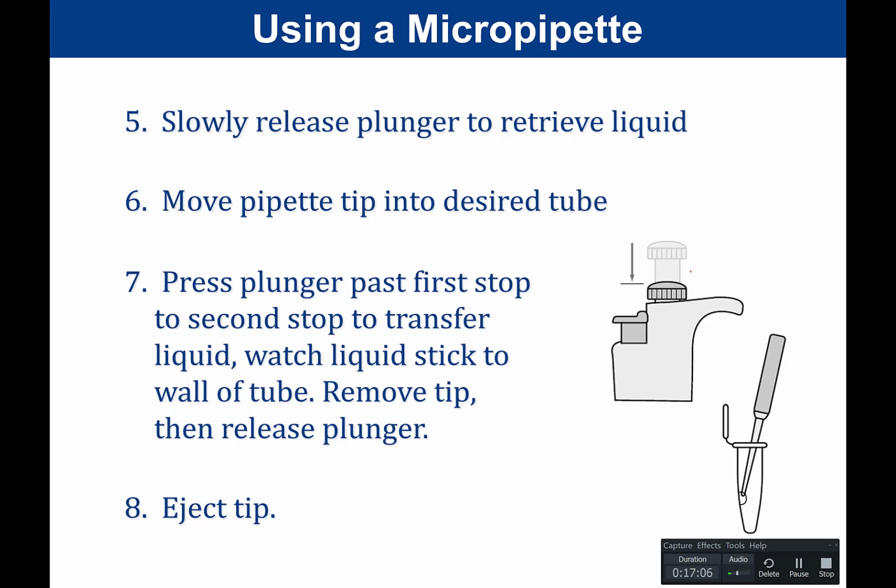So I move my tip into my desired tube and then I need to get the liquid out of the tip. So at this point, I push to the first stop and then the second stop. That's my blowout phase. This is when I push to the second stop to get all the liquid out of the tip. Once I get the liquid out of the tip, I keep my thumb on the plunger. I remove the tip from the liquid, and then I release my thumb.